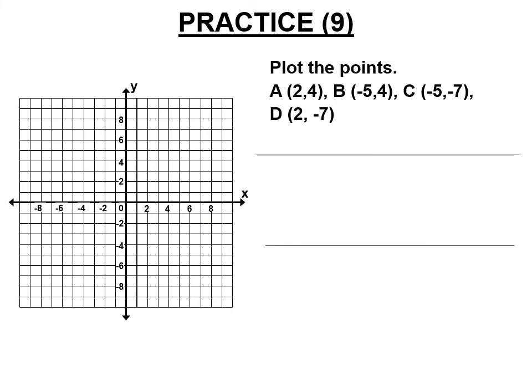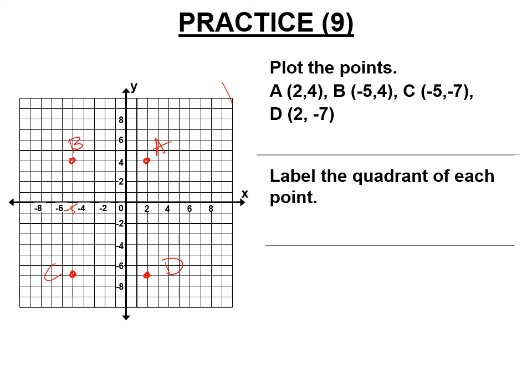So plot the points A, B, C, D. So A is 2, 4. B is -5, 4. C is -5, -7 down here. And D is 2, -7 right there.